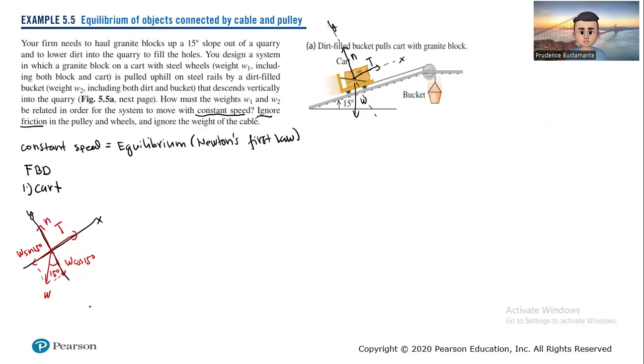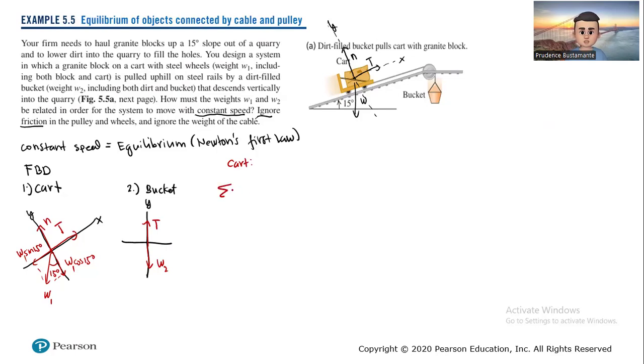So for the bucket, if we look at the bucket, this is our y. Of course there is a tension here, T, and the weight 2. So this is weight 1. Okay.